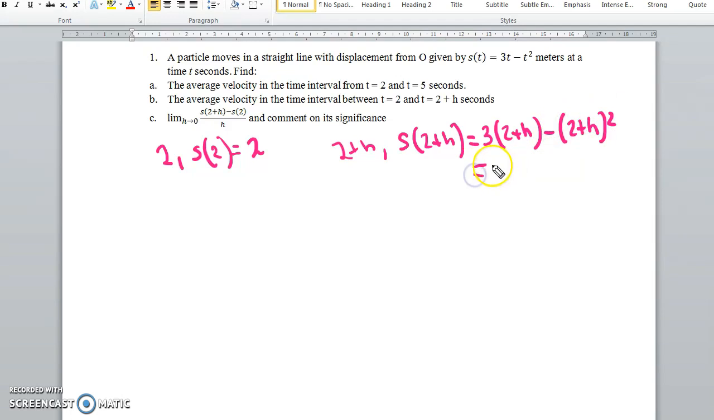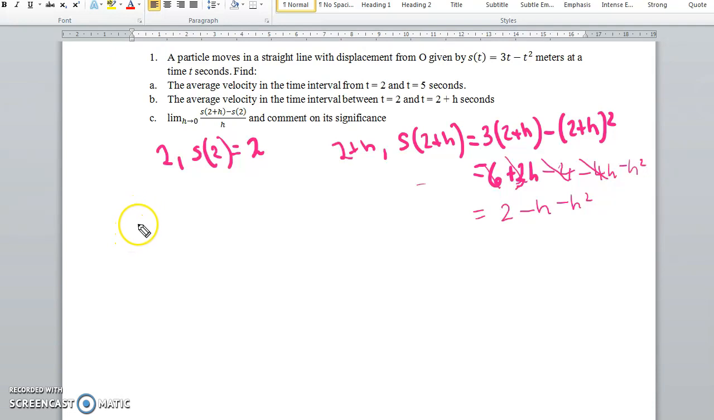We can simplify that, and that's going to be 6 plus 3h, and then minus 4, minus 4h, minus h squared, and they're all negative because of the negative out the front there. We can simplify this a little bit: 6 minus 4 gives us 2, and 3h minus 4h gives us negative h, minus h squared.